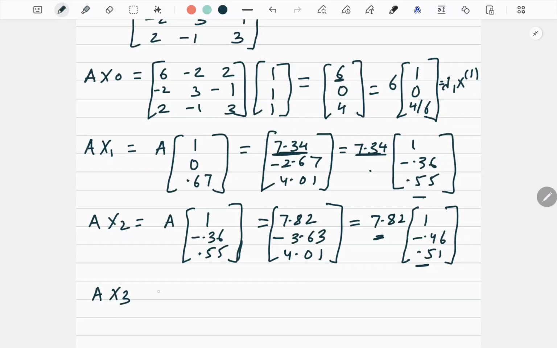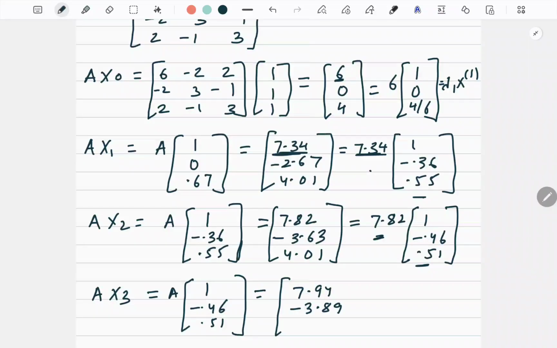Right? Now A x3 when you are doing, this will give me A into 1, minus 0.46, 0.51. So when you multiply this in calculator, you will get 7.94, minus 3.89 and 3.99. So again 7.94 is largest. So take out 7.94.